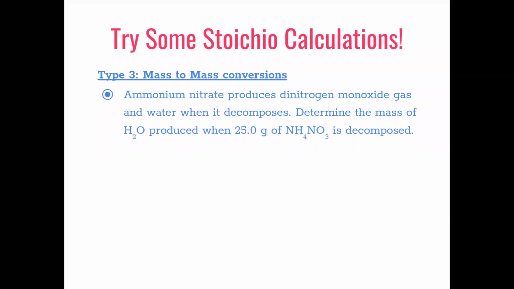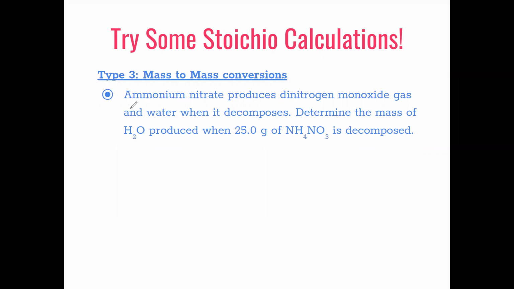Type 3 is going to be a mass-to-mass conversion. These are the most complicated ones because these are going to be your 3-steppers. Now, we're going to start this off the exact same way. We are going to look at what the problem is asking us for. We're going to write a balanced equation.